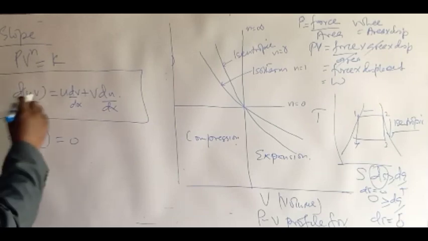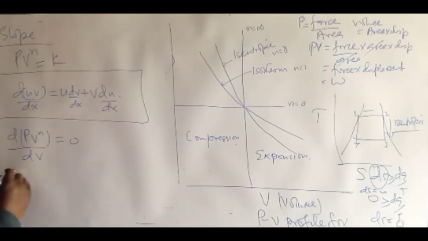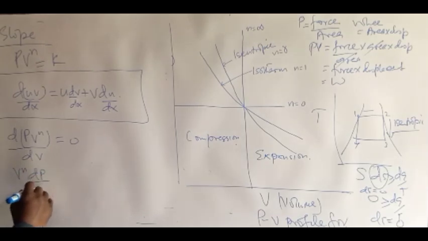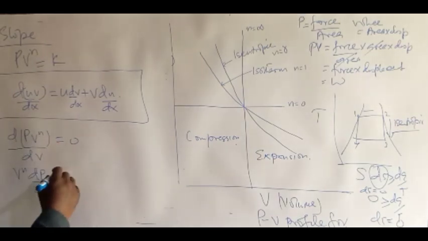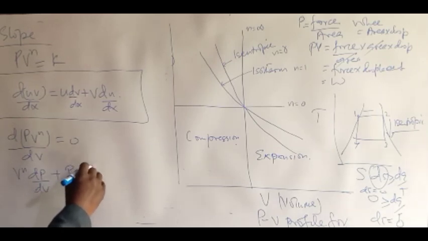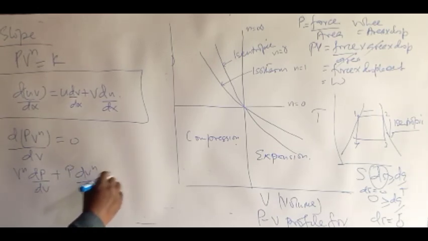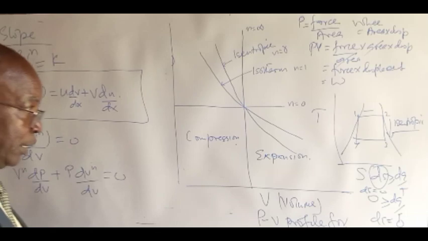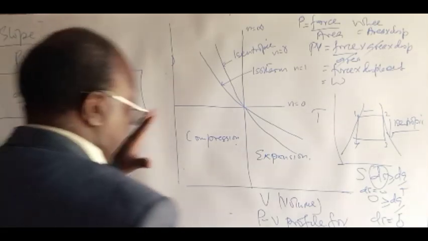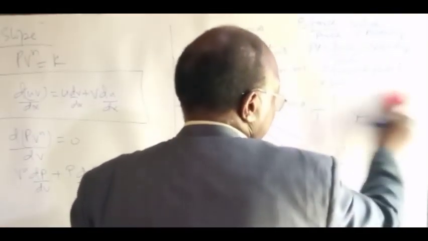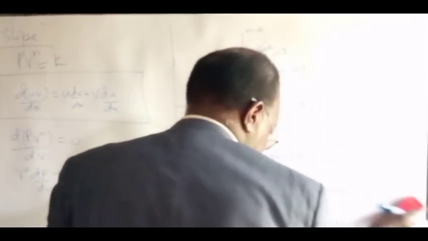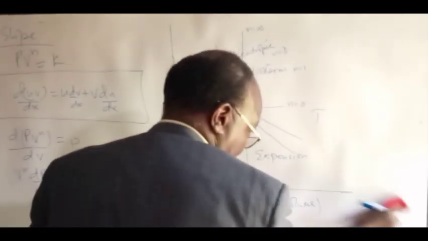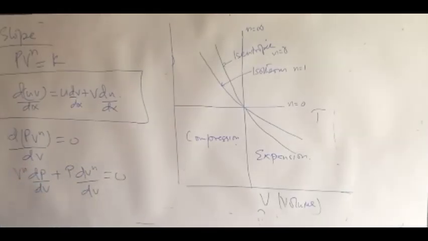So what do we have? So I use the product rule. Then we'll have v^n dp over dv plus p d(v^n) over dv is equal to 0. Let us retain this expression because we're going to talk about it. But you don't have to draw it again. Just have it at the back of our mind.